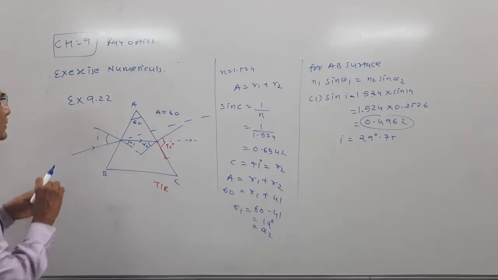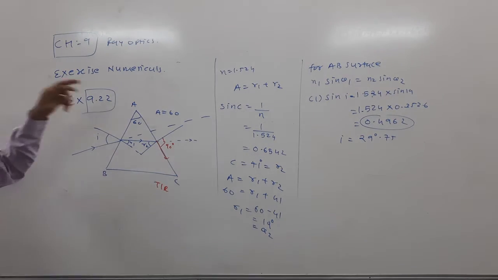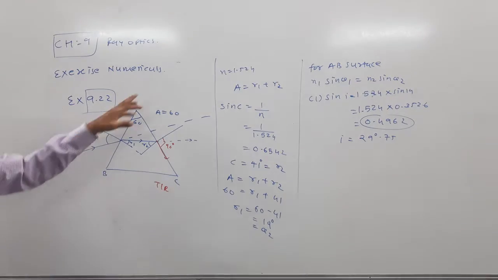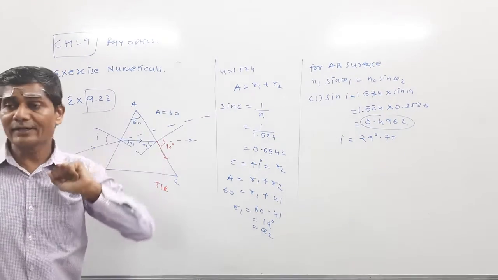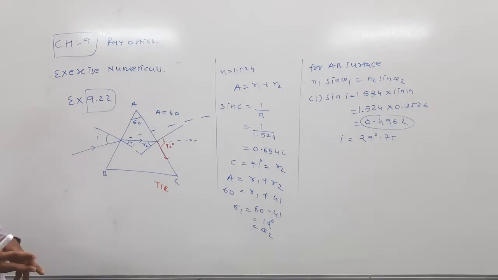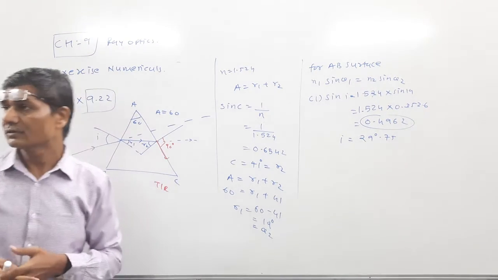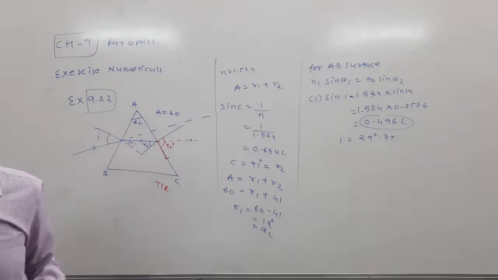So this is about exercise sum number 9.22. See what we are given: the angle of prism is 60 degrees, and the refractive index is also given. We have to find at what angle the ray should be incident so that it suffers total internal reflection on the surface AC. This is how we can solve.